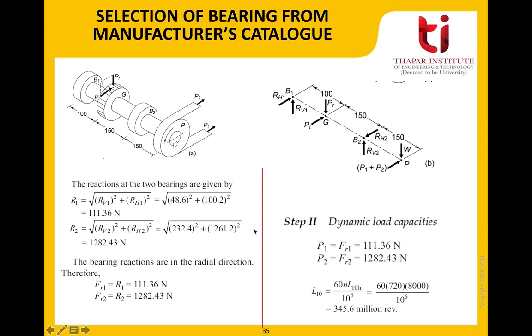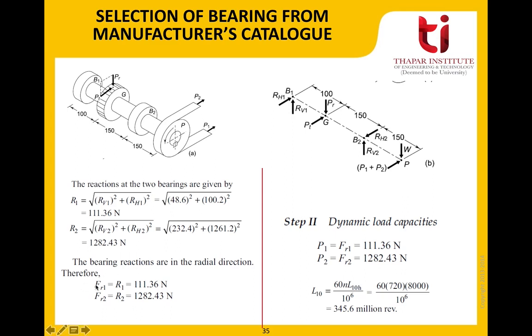Now this becomes step 1 of the 7-step sequence that we have been doing in the last two numericals as well, that is for the selection of a bearing from the manufacturer's catalog. Step 1 is always to calculate the radial and axial forces acting on the bearing and determine the shaft diameter where the bearing is to be fitted.